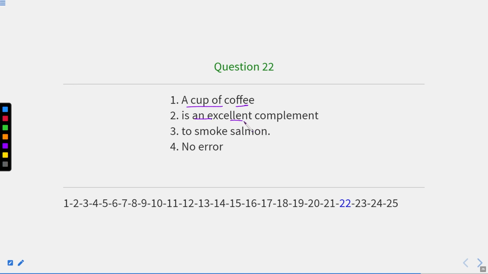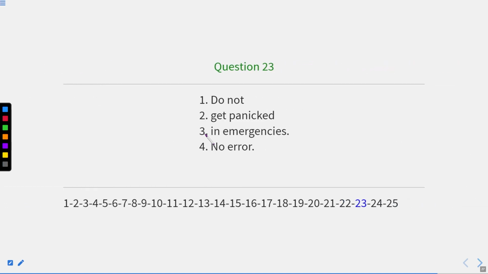A cup of coffee is an excellent complement to smoked salmon. So here the correct answer will be no error. Why so? Because this entire sentence is correct. There is no error in this sentence. Now let us move to question number 23.